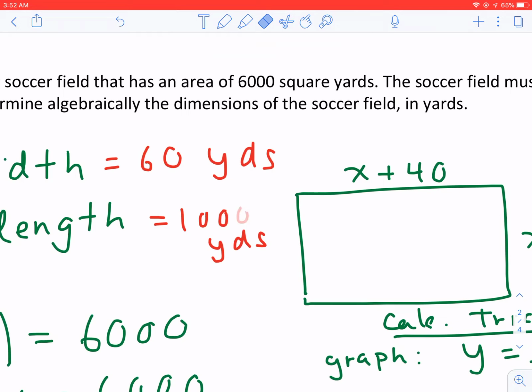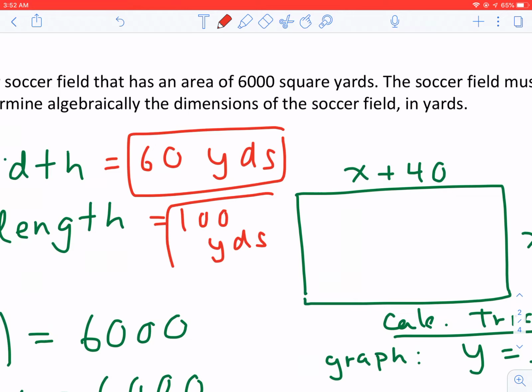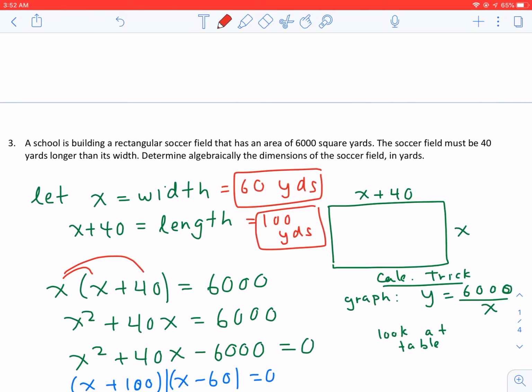Sorry, 60 plus 40 is not 1,000. 60 plus 40 is 100. So 60 by 100 yards is the dimension of this rectangular soccer field.